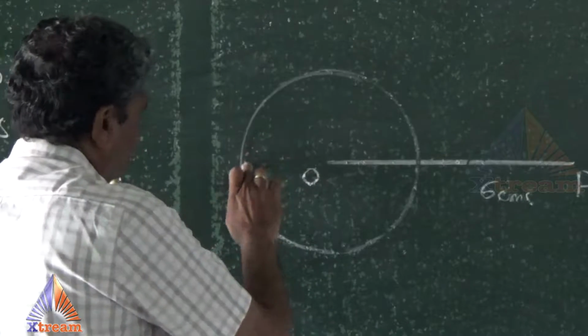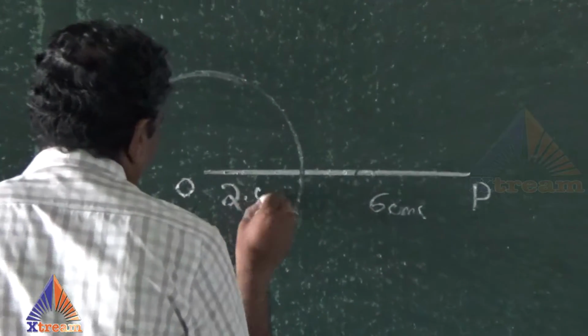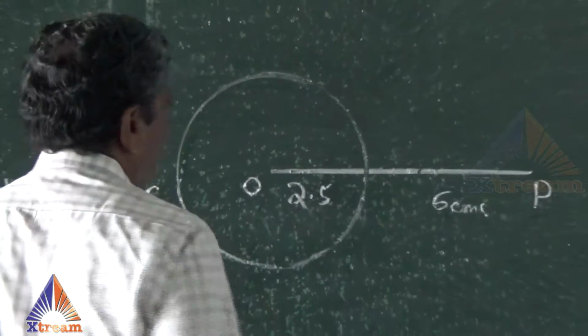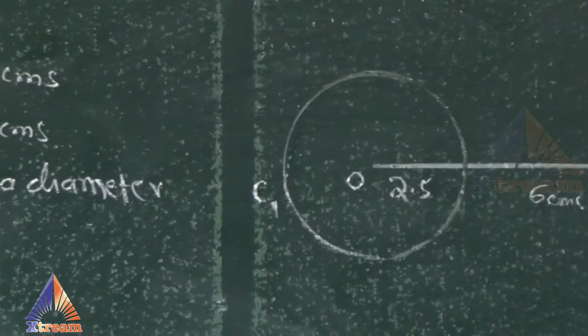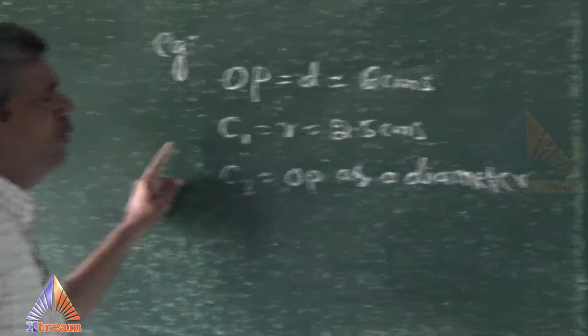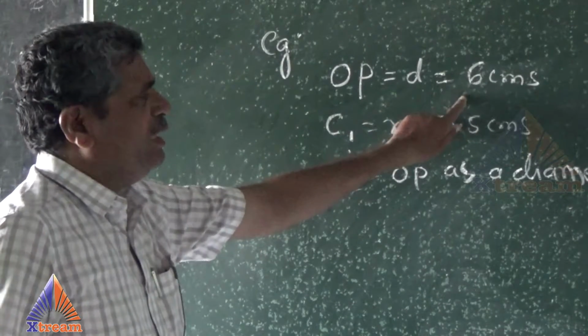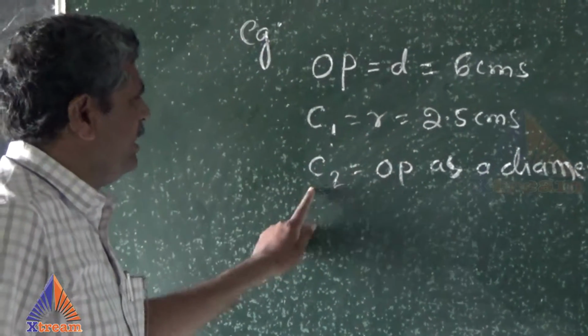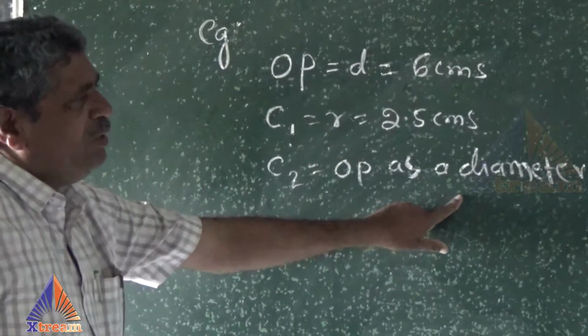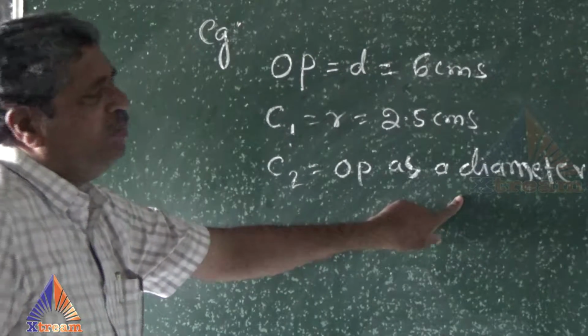So this radius is equal to 2.5 centimeter. That is called C1. Then you find OP equal to 6 centimeters. Then for the second circle C2, with OP as a diameter, you first find the midpoint of OP.